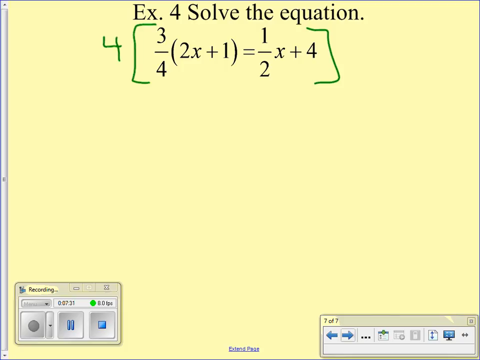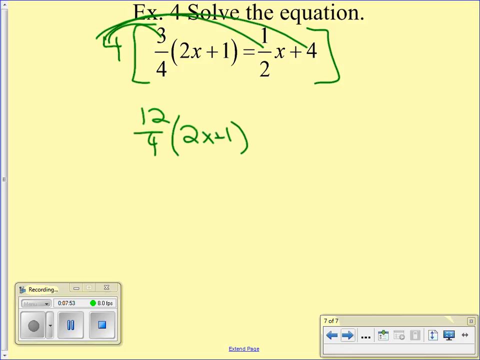On the left, I don't want to touch the parentheses. Only the 3/4 gets multiplied by 4. But on the right-hand side of the equation, both parts get multiplied by the 4. So 4 times 3/4 is 12/4. Don't touch the parentheses, just drop them straight down. So 2x plus 1 equals, but on the right-hand side, the 4 gets multiplied to the 1/2 to get 4 over 2x, and also the 4, so 4 times 4 is 16.